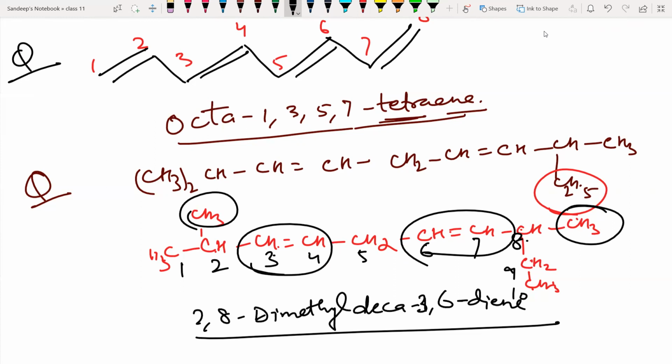Sir, I have a doubt here. Why did we write dimethyl deca-3 and again 6-diene here, sir? The 3 position is a double bond and the 6 position is a double bond, so both positions have to be written. Di means 2, ene means double bond.